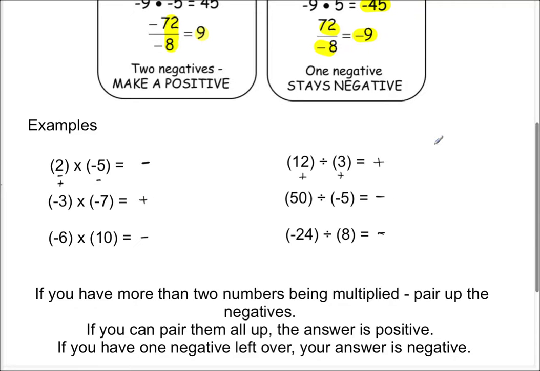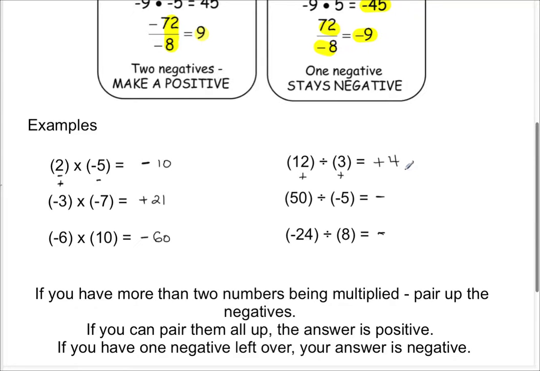Now that we've got that figured out, now I'm just going to look at the numbers. 2 5s make 10. 3 7s make 21. 6 10s make 60. If I split 12 into 3 parts, that's what divided by means, split into parts. If I split 12 into 3 parts, each of those parts will have 4 in them. 12 divided by 3 is 4.